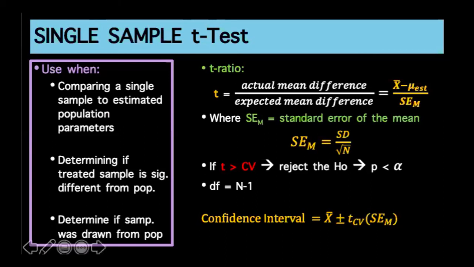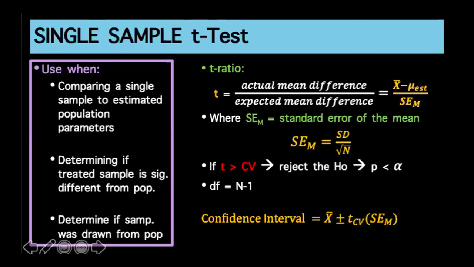So if we look at the t-ratio calculation, remember we look at the actual mean difference, which is the difference between the sample mean and the estimated population mean, and that is divided by what we would expect the mean difference to be in the population. Whenever we ask what we would expect, or how we would infer this information on a population, we always use standard error.